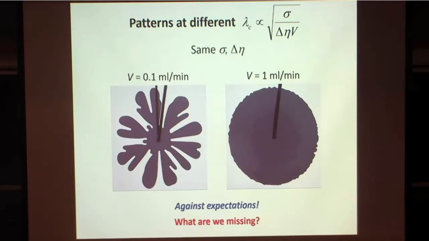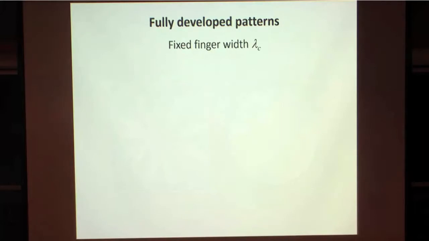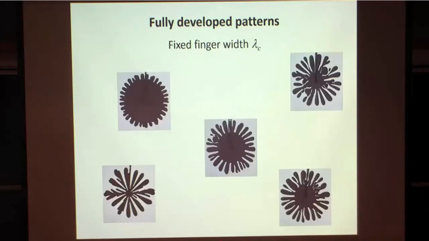What is it? What else comes in than just these parameters that I told you up here? And so in order to find that out, we did a whole bunch of experiments where we essentially made the system even simpler and now chose systems with exactly the same finger width. But even doing that, we got a whole slew of different patterns.